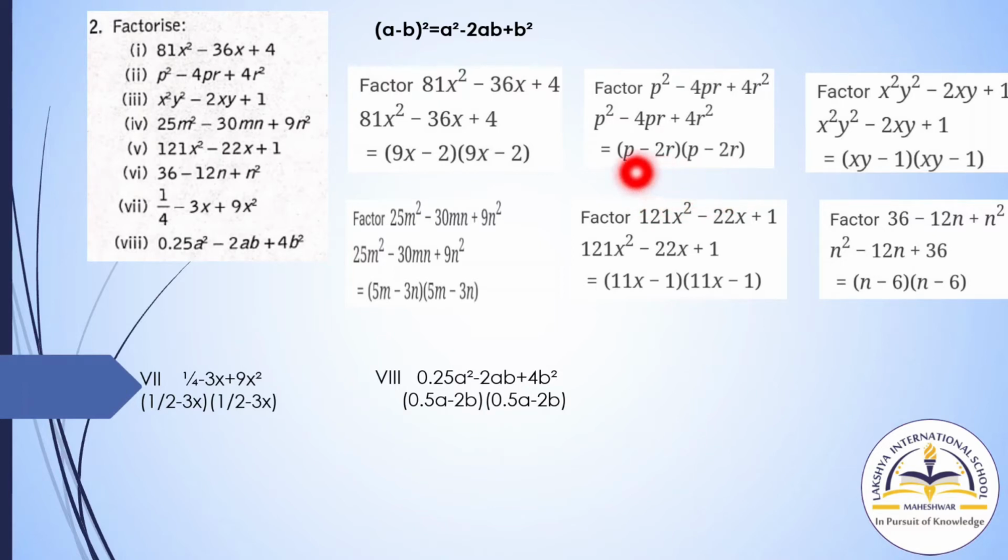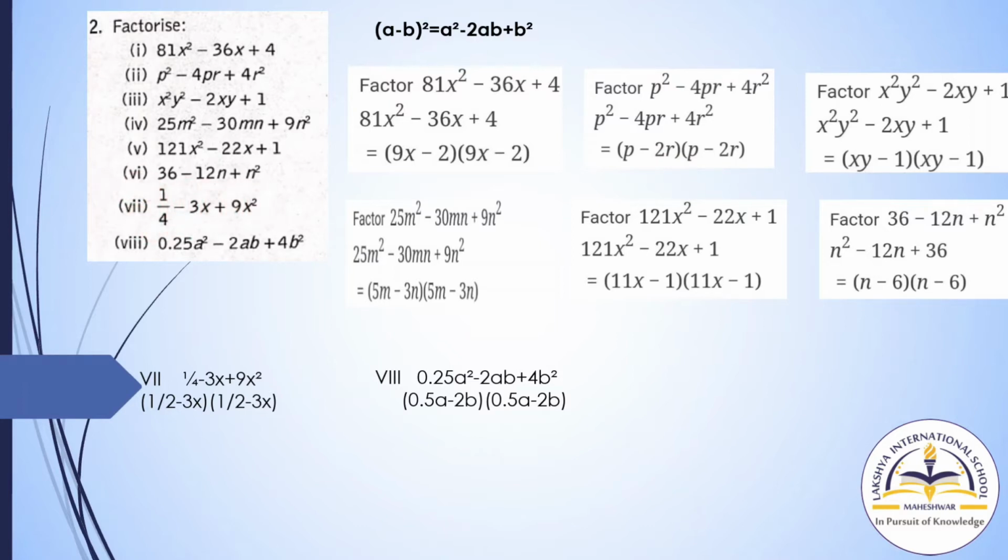In the previous question we wrote plus here, but in this question we will write minus, because in the identity there is (a minus b) whole square. We will use the second identity here. That's why we write the minus sign here. Now we will solve question number 6, that is 36 minus 12n plus n square.